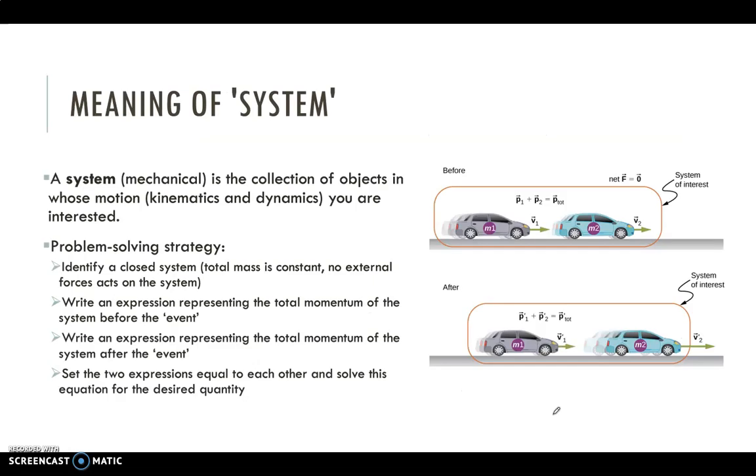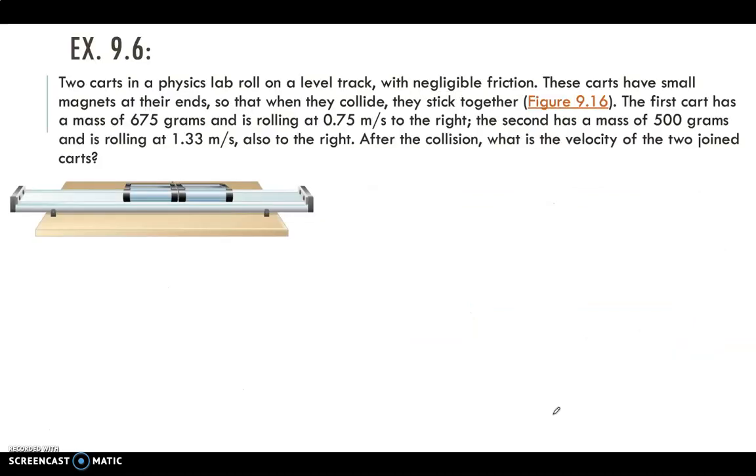Okay, since momentum is conserved, let's go ahead and do an example of this. This is example 9.6. It states two carts in a physics lab roll on a level track with negligible friction.